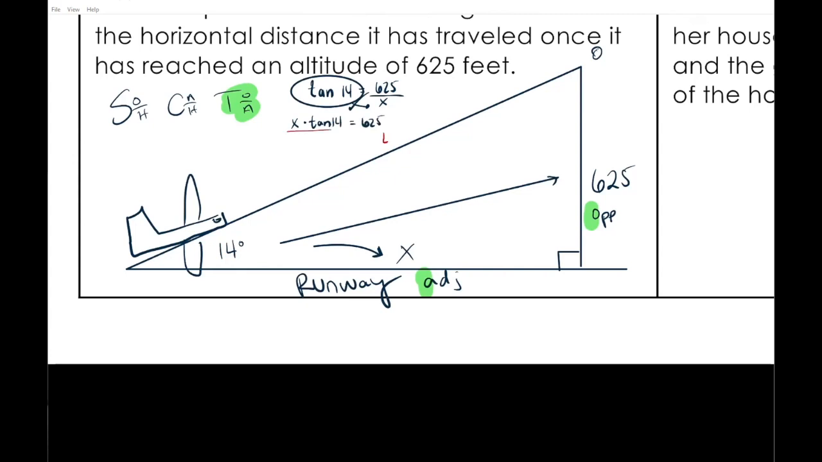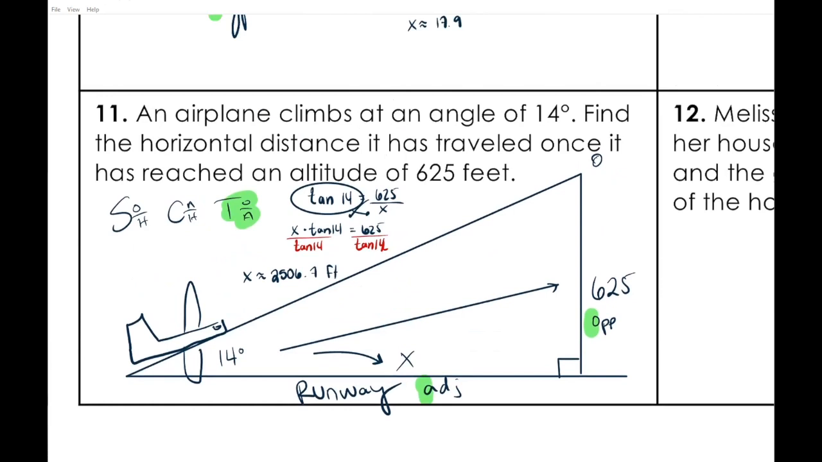Divide both sides by tangent of 14. So x is approximately 625 divided by tan 14. Enter. 2,506.7 feet.